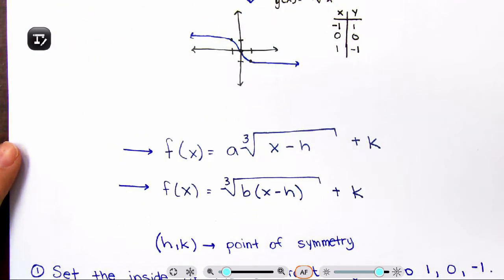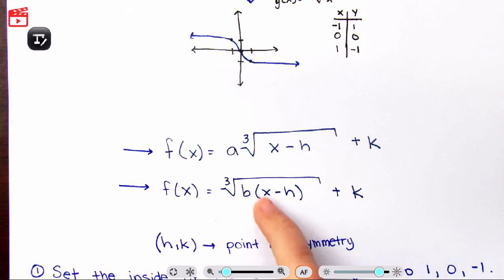Here are your two options when graphing. You have f of x equals a times the cube root of x minus h, plus k, and you have f of x equals the cube root of b times x minus h, plus k. Your point of symmetry, your middle point, is still h comma k. So whatever you knew about graphing cubic functions is exactly the same.